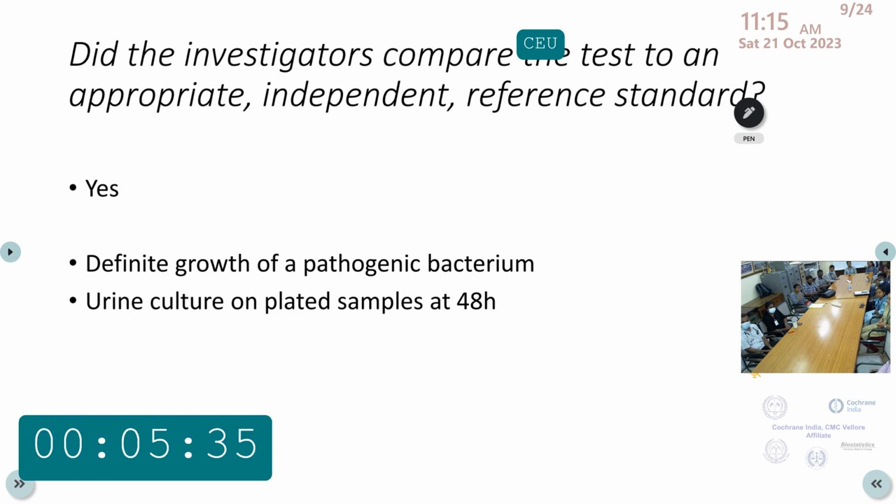The investigators compared the test to an appropriate independent reference standard. So all patients who underwent this dipstick test also had a urine culture. And so there was a definite growth of pathogenic bacterium, and only then, if there is a growth of bacteria in the culture, they took them to truly have the disease.